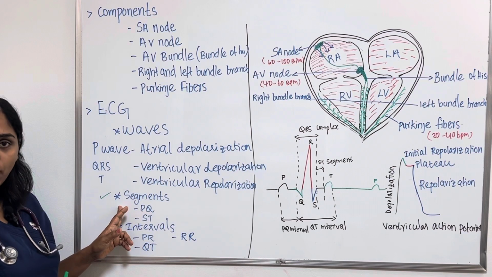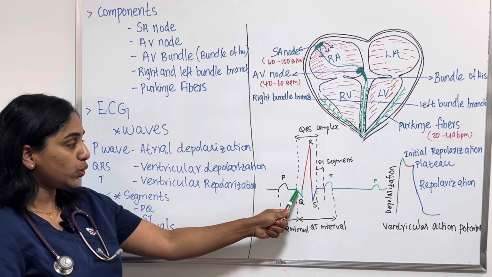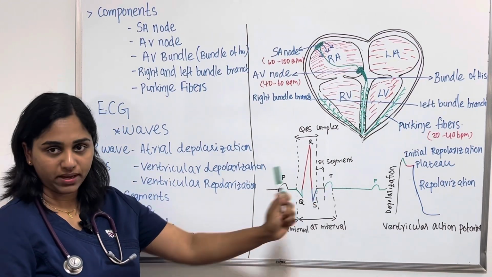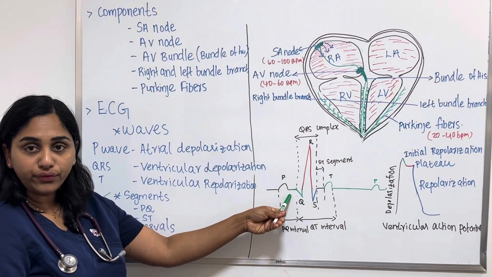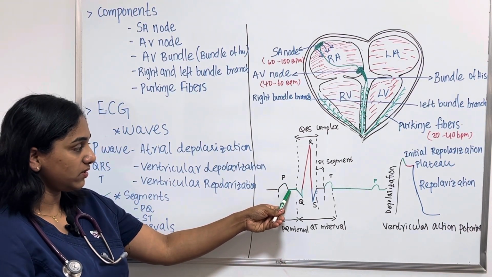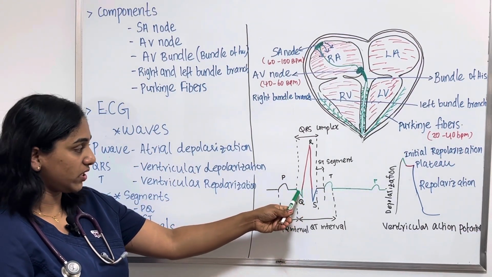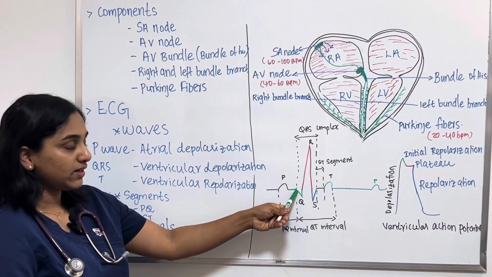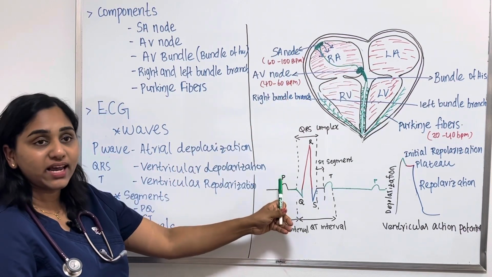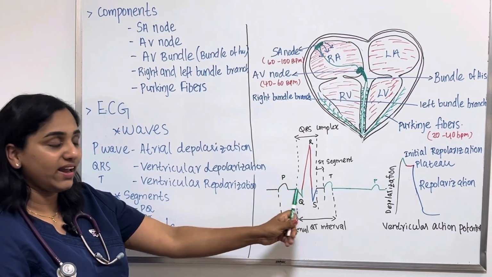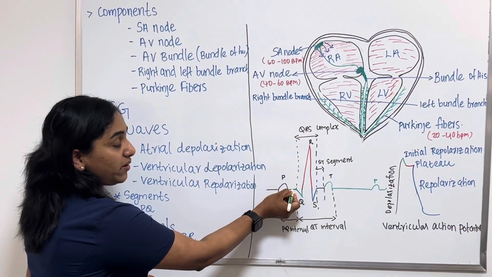Now, we're going to see about the segments. There are mainly two segments, PQ segment and ST segment. PQ segment means from the end of atrial depolarization to the beginning of ventricular depolarization, there will be AV nodal delay, which we have already seen. So the time taken for that AV nodal delay, as a flat line, is called the PQ segment.